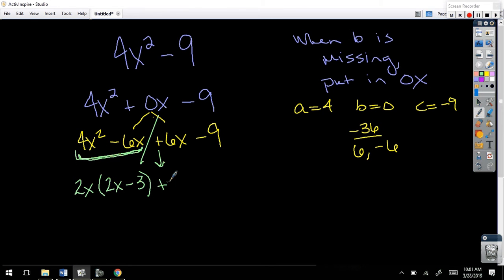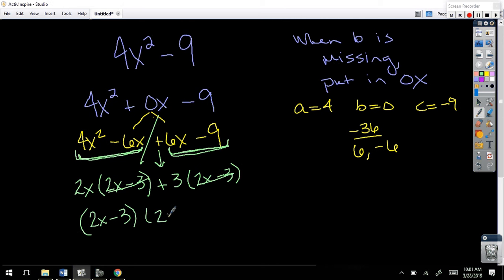The middle sign is plus. What's the GCF here? 3. What's left? What they share is 2x minus 3. And what's left? That's right.